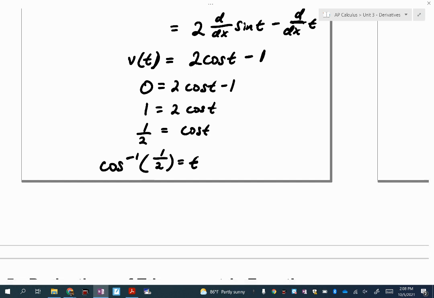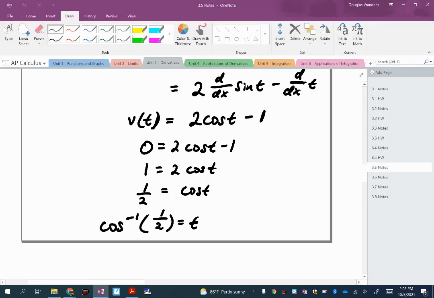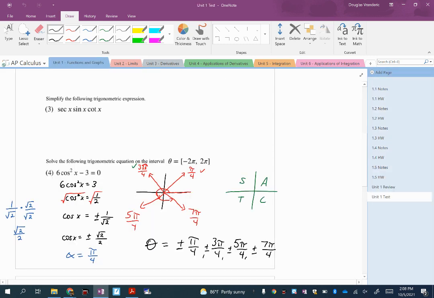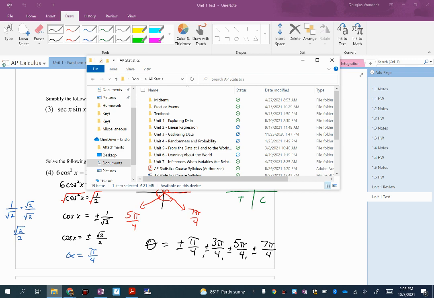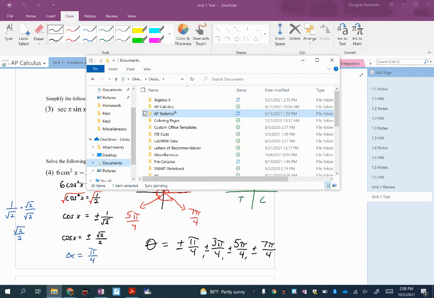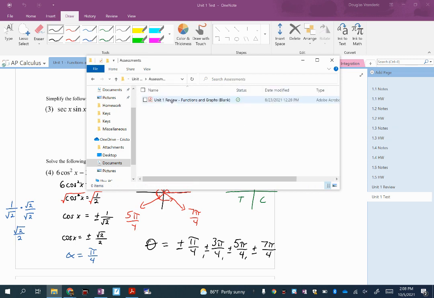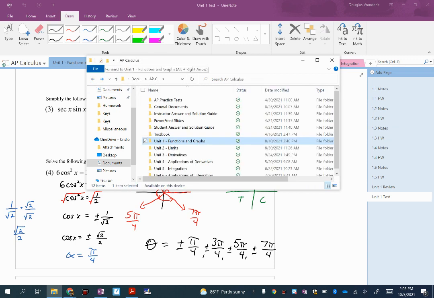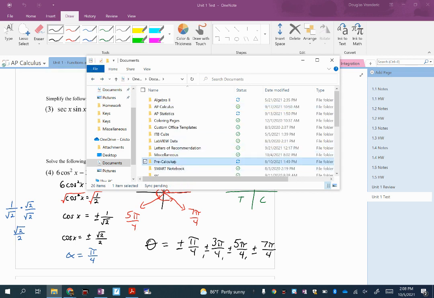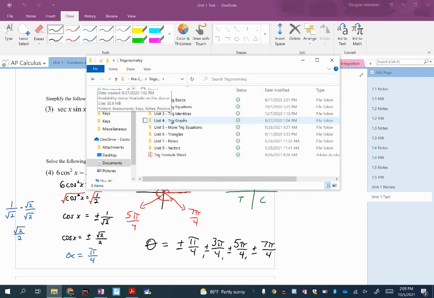So you copy down that box for unit 1 and you memorize those, or at least memorize it enough to put on the test. You can refer back to that. I can go back to my trig formula sheet. Let's see if I had it here. I know where it is. It's in my pre-cal class in trigonometry. There it is. You can refer back to this if you want.